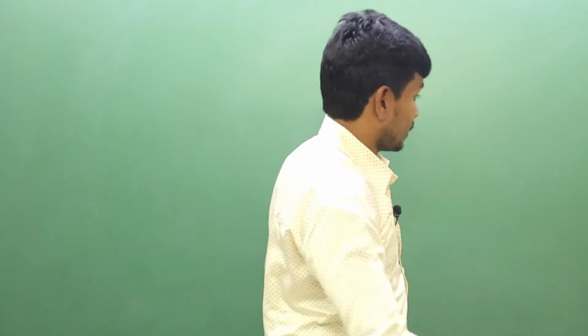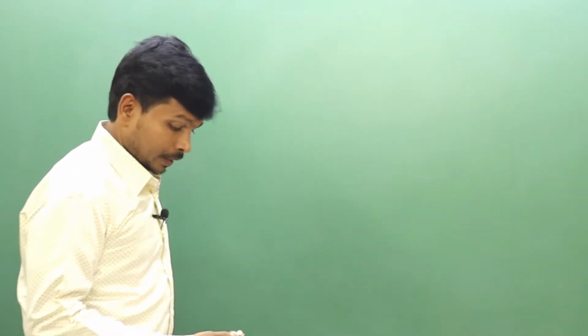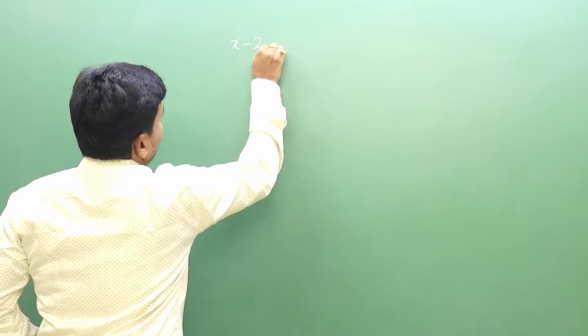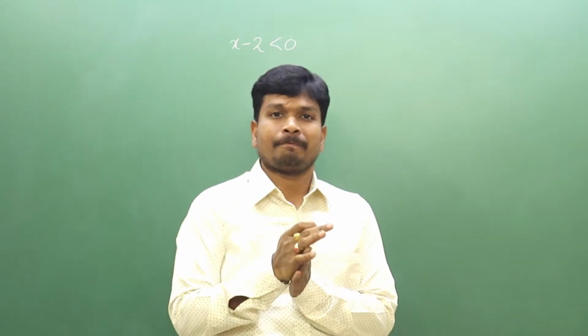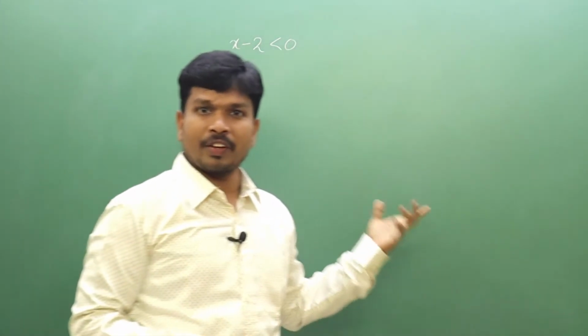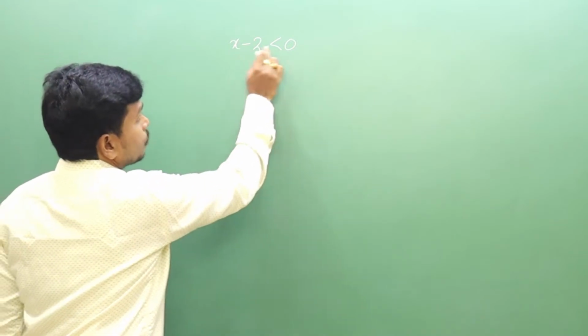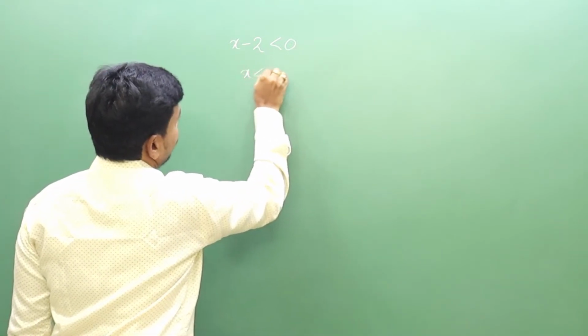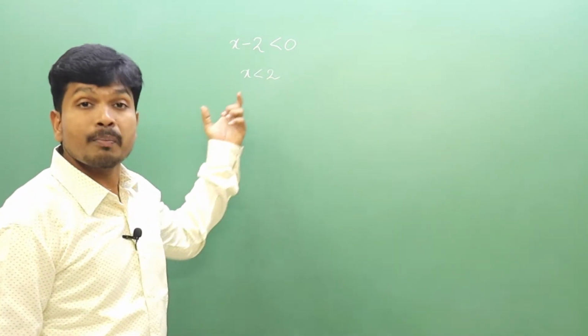Get ready my dear students. Okay, I'm asking you some questions, get ready to say the answers. Okay, x minus 2 less than 0, what are the values of x? You have known, in previous class we discussed. How is it? Transpose minus 2 to the right hand side, so you will get x less than 2. X value is smaller than 2.